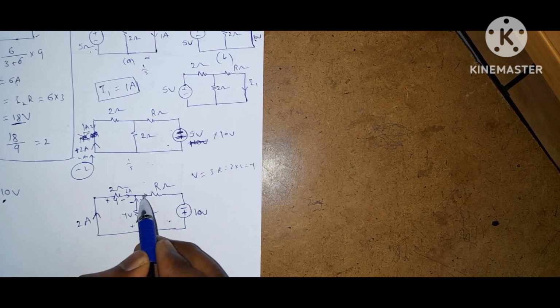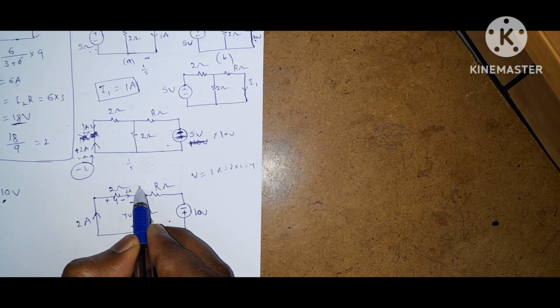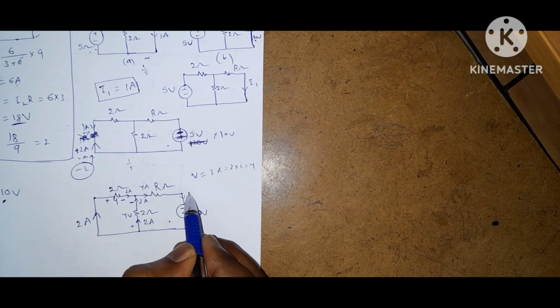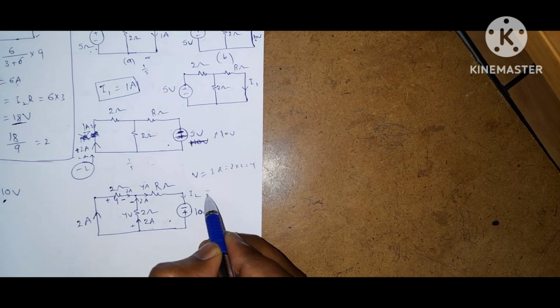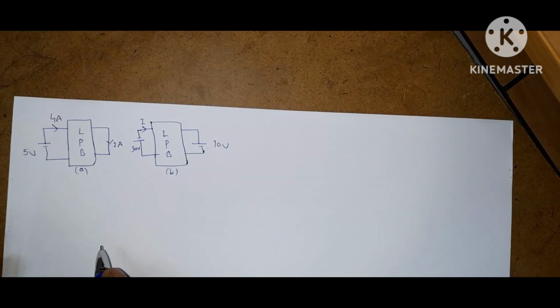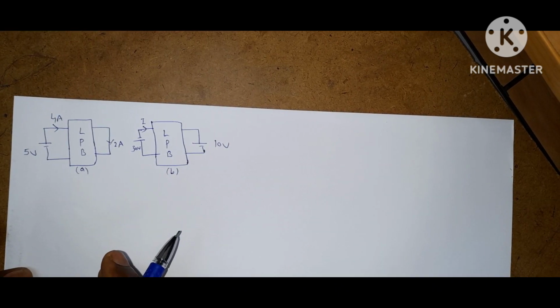So by KCL, what is the current flowing through this? This is 2 plus 2, 4 amps. So let it be current I2. Now what is current I2? 4 amps. Next question is, use the data in figure A and find the current in figure B.